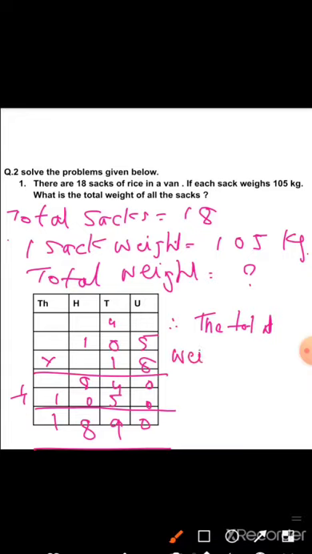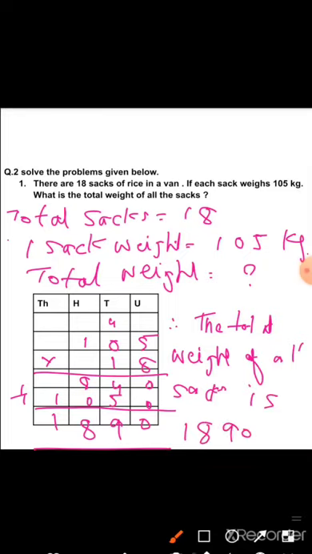Therefore, the total weight of all sacks is 1890 kg. Question number 2. If the cost of one chair is rupees 750, what is the total cost of 24 such chairs? Here the cost of one chair is given, that is rupees 750. We need to find out the cost of all 24 chairs.